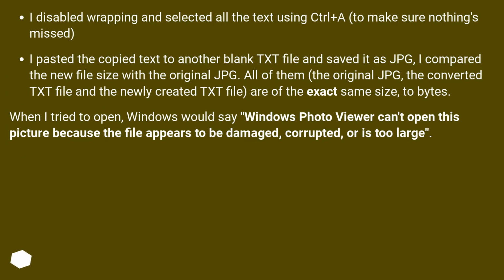I disabled wrapping and selected all the text using Ctrl+A, to make sure nothing's missed. I pasted the copied text to another blank text file and saved it as JPG. I compared the new file size with the original JPG. All of them, the original JPG, the converted text file and the newly created text file, are of the exact same size, to bytes. When I tried to open, Windows would say Windows Photo Viewer can't open this picture because the file appears to be damaged, corrupted, or is too large.